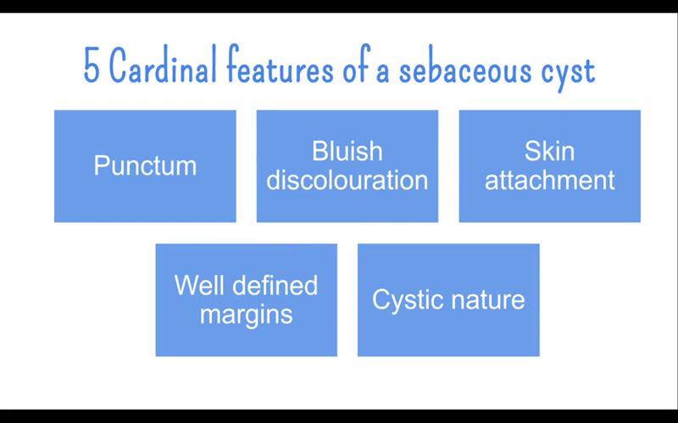There are 5 cardinal features of sebaceous cyst. These features will help you to diagnose a sebaceous cyst in examination. They are the presence of punctum, bluish discoloration, skin attachment, well-defined margin, and cystic nature. Not all 5 are present in every case, but many of these features will be present.